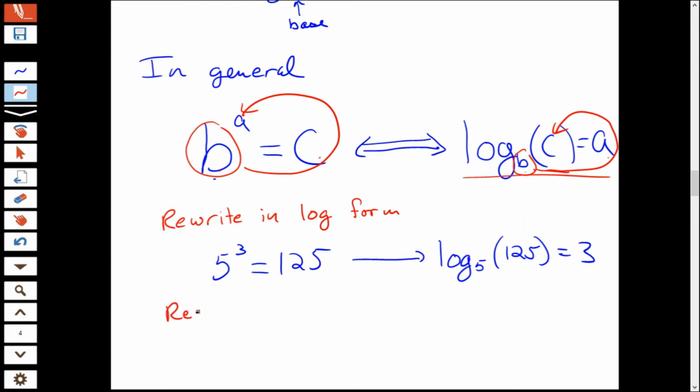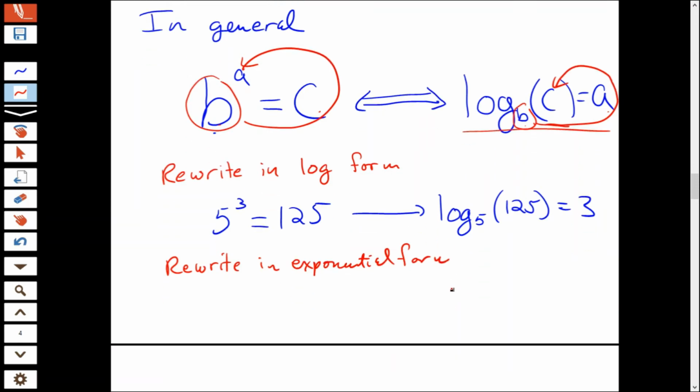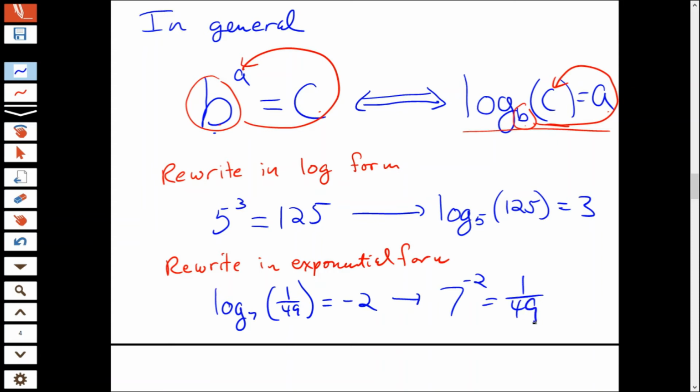Also, we can rewrite logs in exponential form. So if I gave you a log statement, let's say log base 7 of 1 over 49 is equal to negative 2. Well, that could be written as 7, to the negative 2, what the log equals, that's my exponent. 7 to the negative 2 is equal to 1 over 49. And there we have this exponential form.